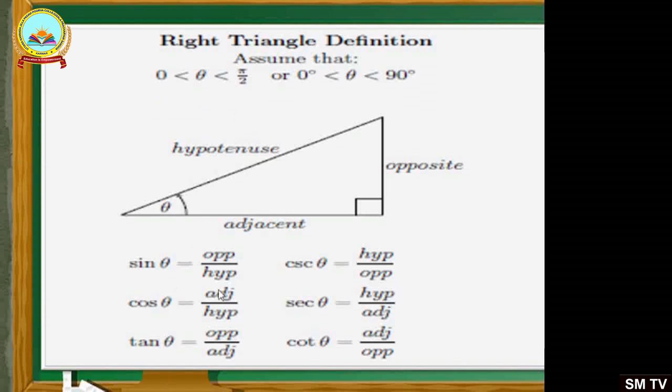Sine theta is opposite by hypotenuse. Cos theta is adjacent by hypotenuse. Tan theta is opposite by adjacent. Cosecant theta is hypotenuse by opposite. Secant theta is hypotenuse divided by adjacent. And cot theta is adjacent divided by opposite side.